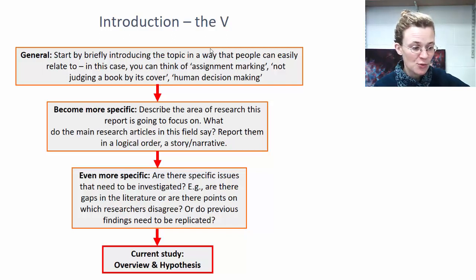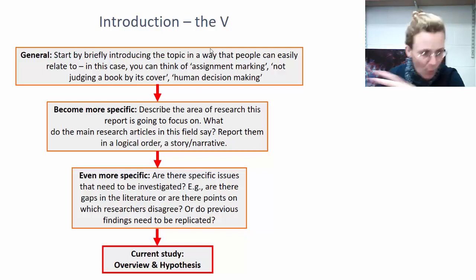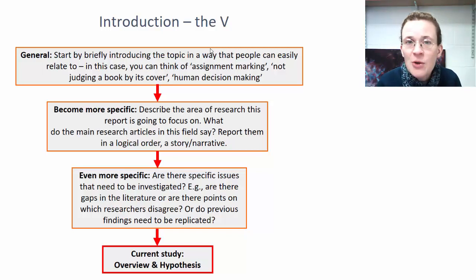Maybe there's one person who found this, but somebody disagreed with it. And then there was a third person who thought both of them were wrong. You can see how you can write that into a story, a narrative. And while you're doing that, it may become apparent that there are some things that have been left out. There might be gaps in the literature, things other people have overlooked, maybe things that people disagree on. Certainly in this heuristic topic we'll find not all researchers come to the same conclusion.